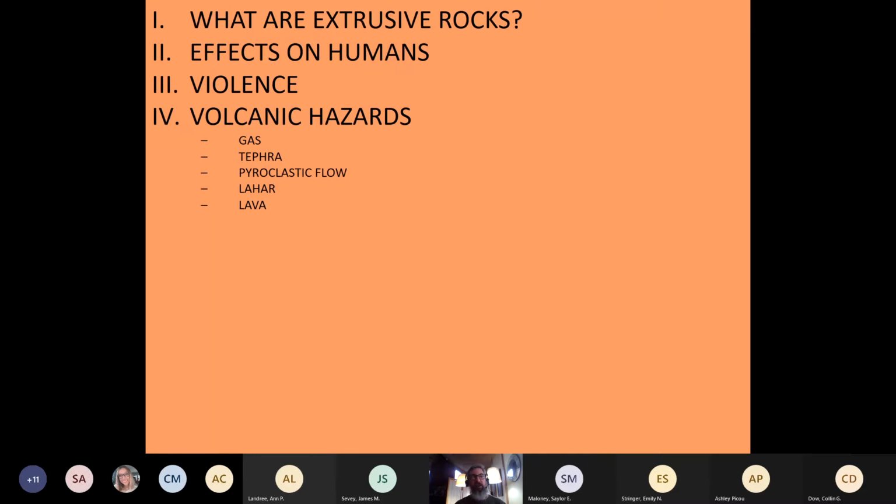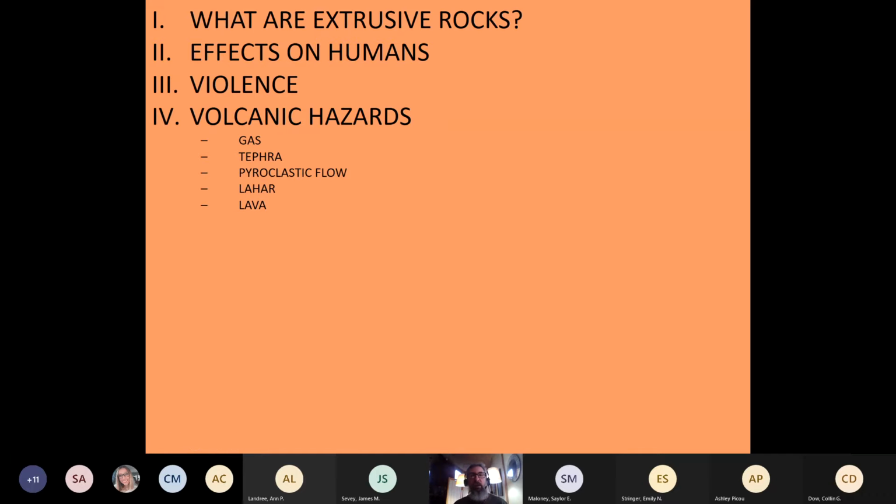So what are some of these various things that come out of a volcano? We're going to look at five different things. Actually, we're going to look at four of these in depth, and we're going to push one of these, the lahar, to a later chapter because it has a little bit more application in that later chapter.